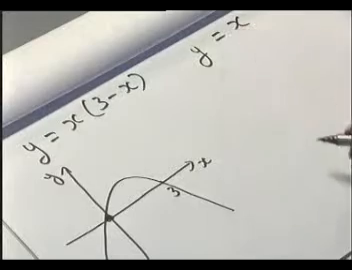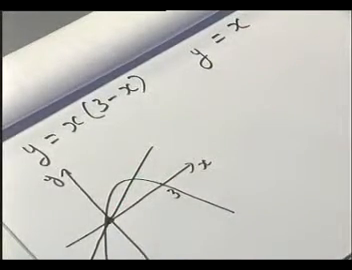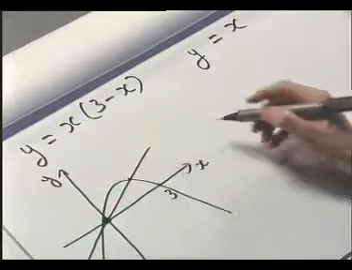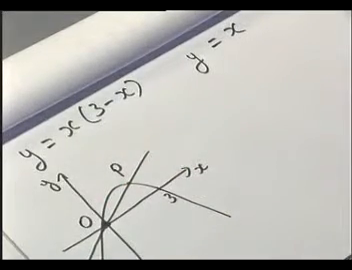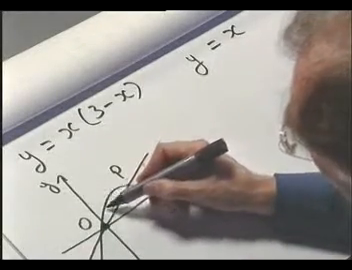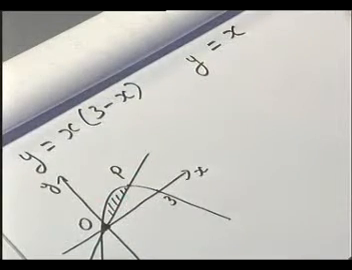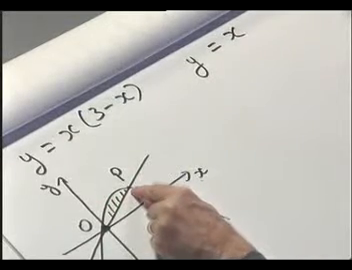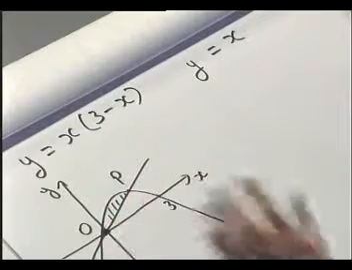The line y equals x, well that's a straight line going through there. And so the line crosses the curve at these 2 points. Let me call that one P, and this one is O, the origin. And the area that I'm interested in is this one in here, the area caught between the 2 curves. Well, before I can find that area, I really need to know what's this point P. Where do these 2 curves cross?